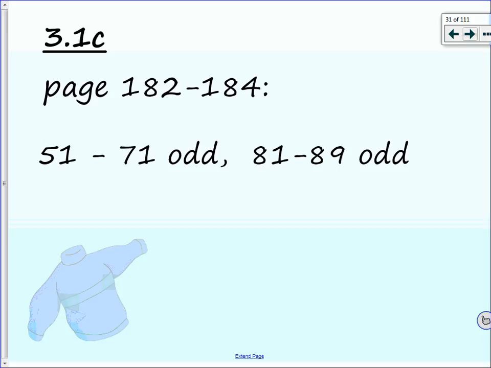The goal is to finish it. So let's get going.